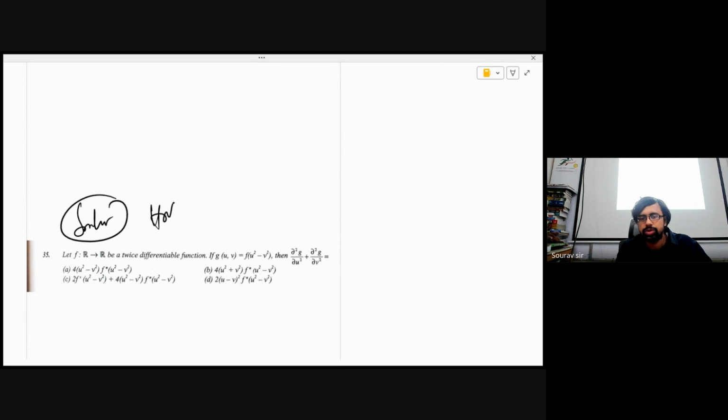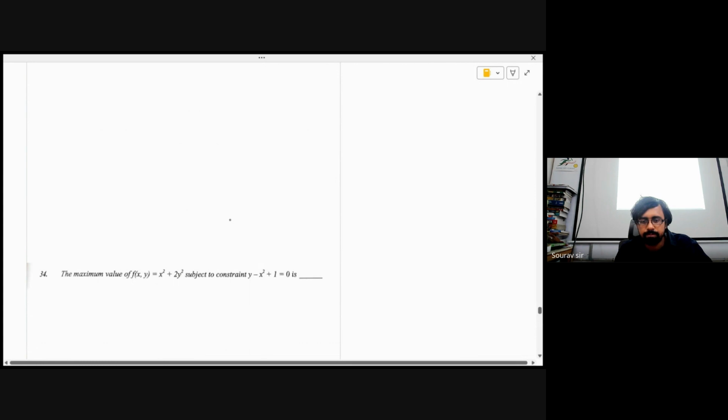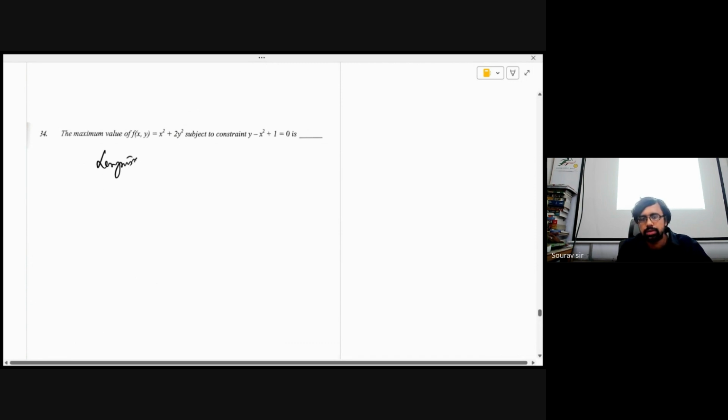So I'm just putting it as a homework. The maximum value of x square plus 2y square subject to a constraint. This is the Lagrangian multiplier. Can't do it in a normal way. You have to apply the Lagrangian multiplier. This is one parameter is given. With respect to that, you need to differentiate. How to do it? There's a Lagrangian function you need to form.